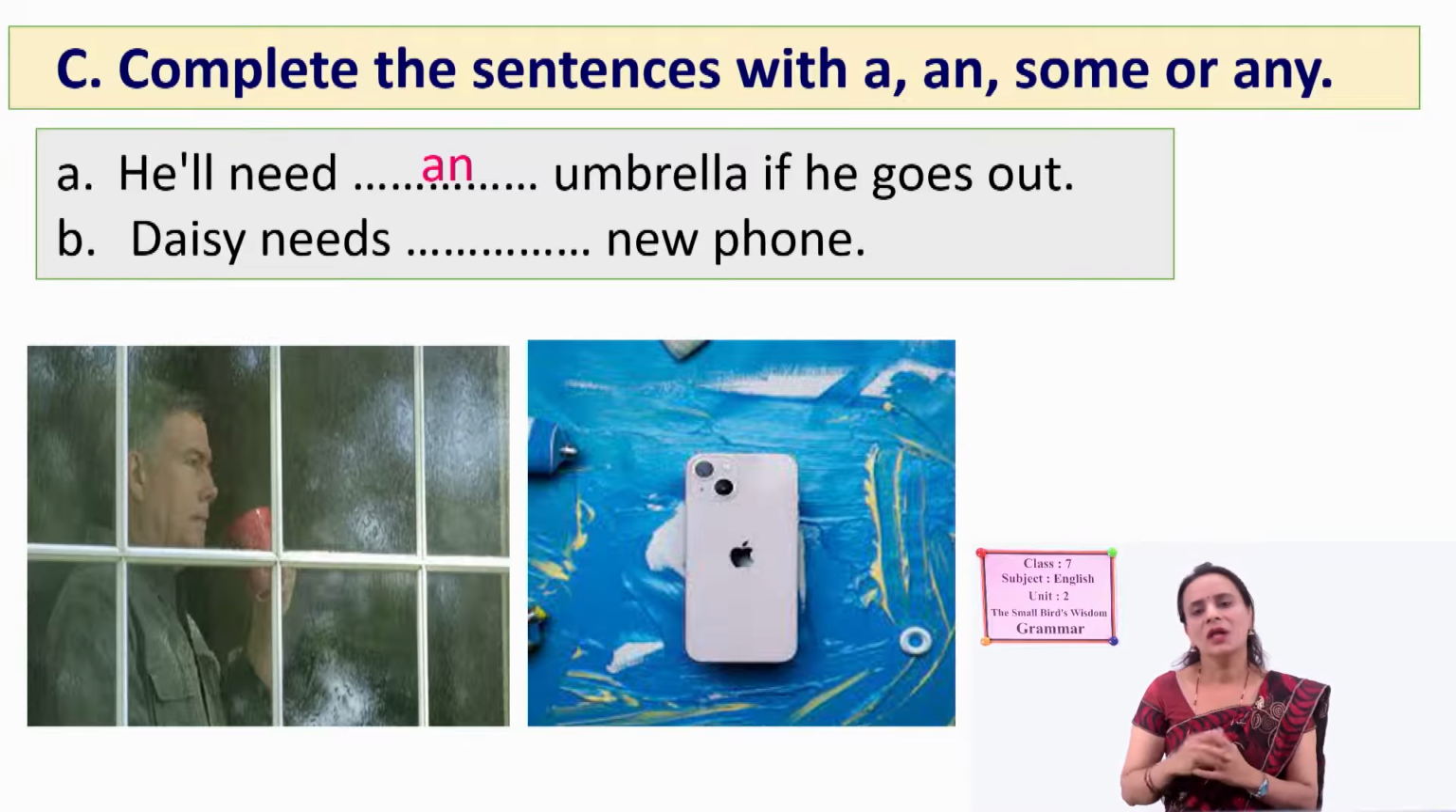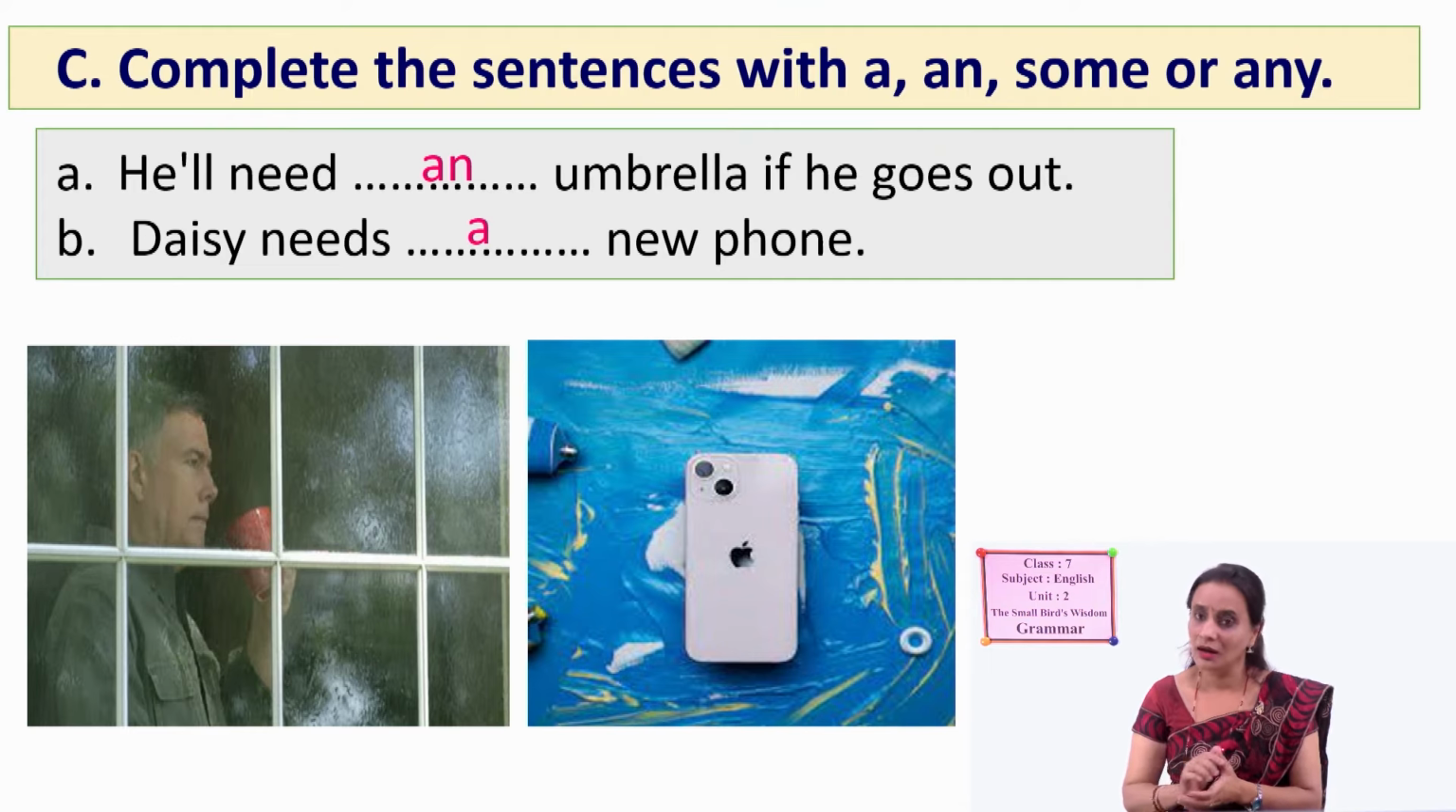Now number B. Daisy needs a new phone. One new phone. Countable. New phone, is it a vowel sound or a consonant sound? Consonant sound, isn't it? So, Daisy needs a new phone. Very good. Okay. Now, let's do another.